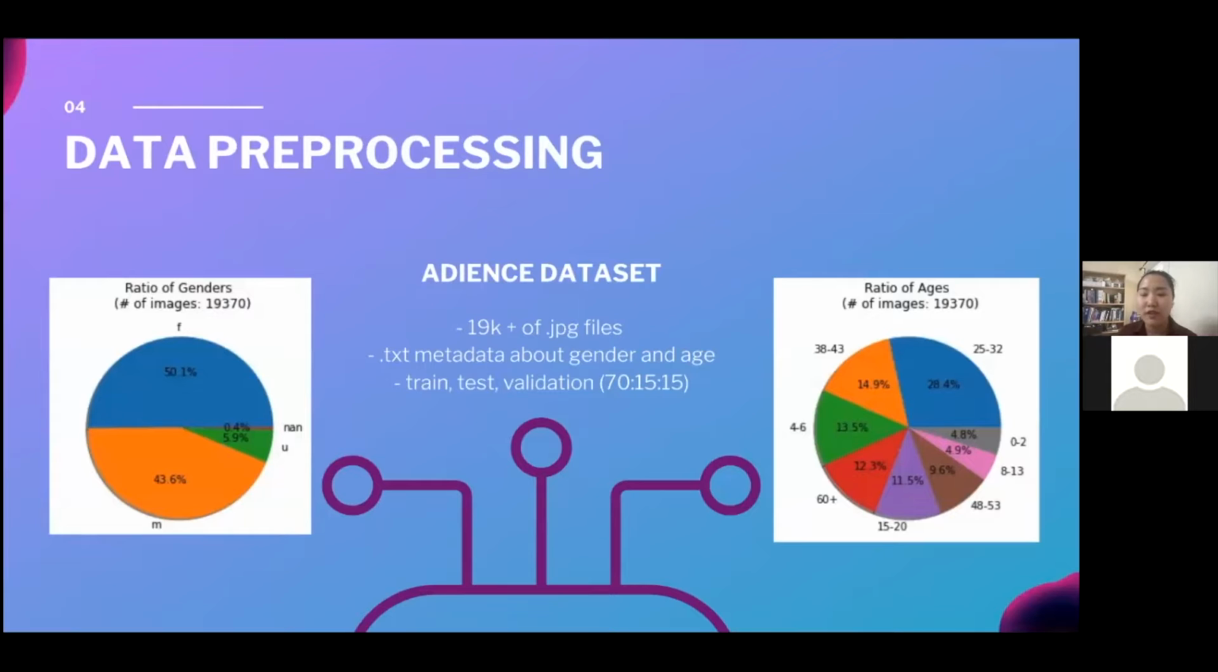For the ratio of genders, it was about 50% females and 43% males. The remaining 6% of these images were mostly images of infants. And for the ratio of ages, there were 8 age groups. But I also noticed it is a little unbalanced and some age groups are missing, for example, age between 21 and 24.